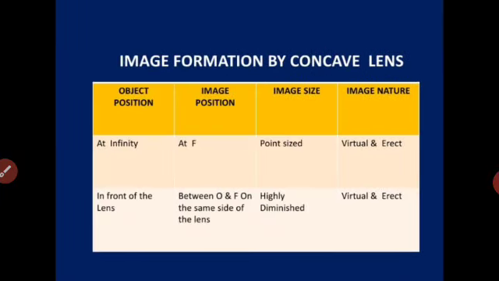When we place the object at infinity, the image is formed at focus. It is a point size image but virtual and erect. The second possibility is when we place the object in front of the lens, the image is formed between the optical center and the principal focus but on the same side of the lens. Thus we say the image is virtual and erect but highly diminished. So these are the two cases for concave lens.